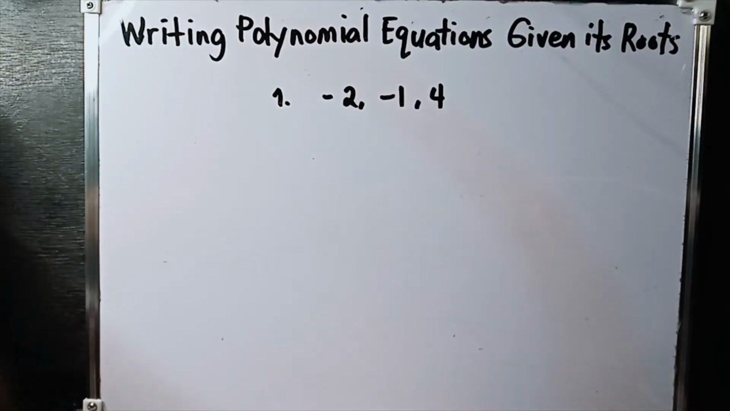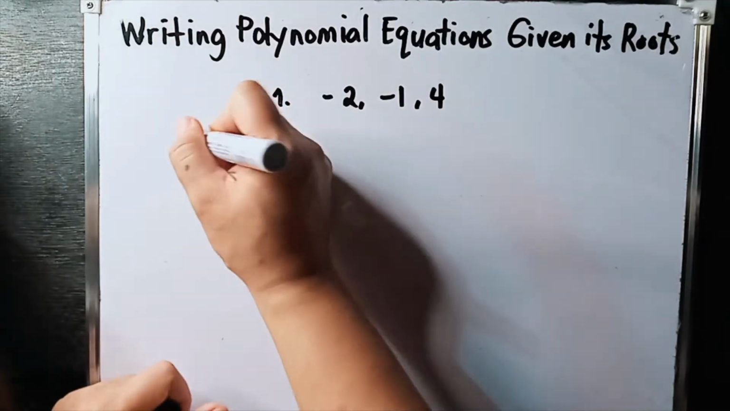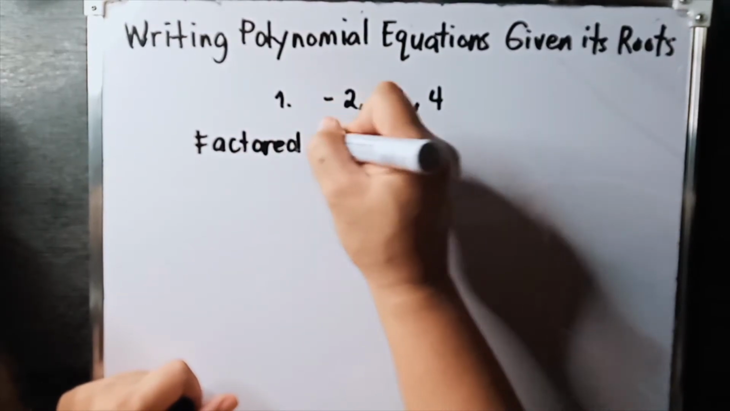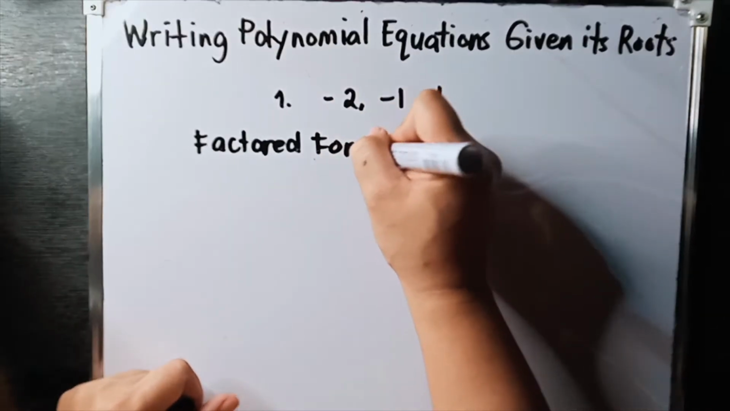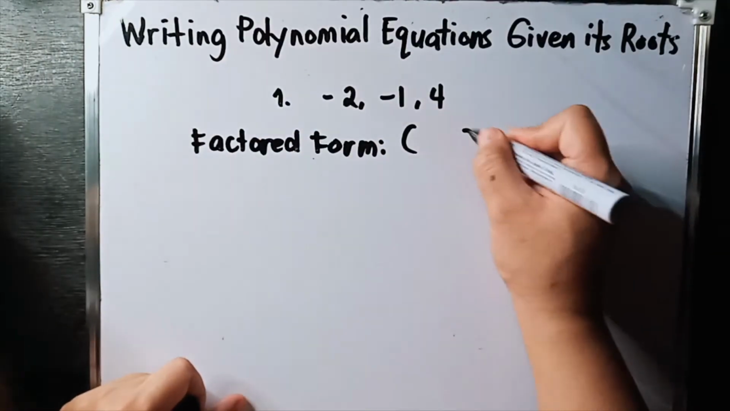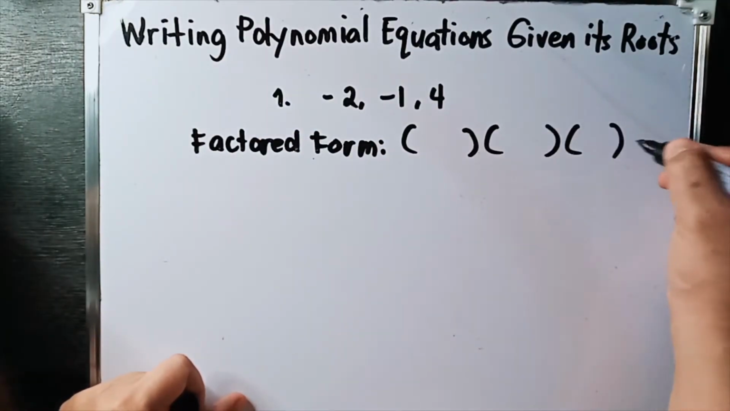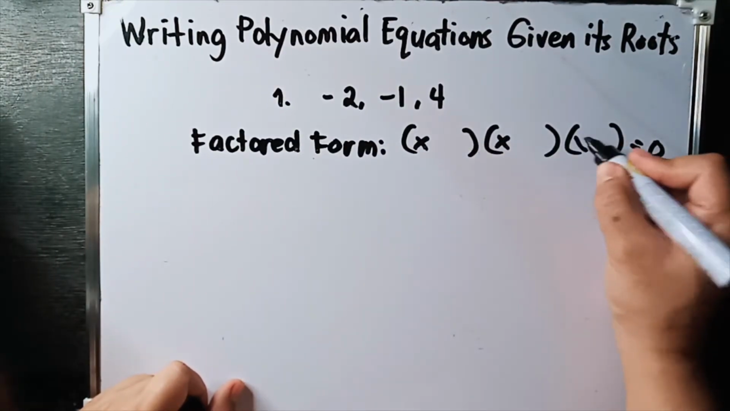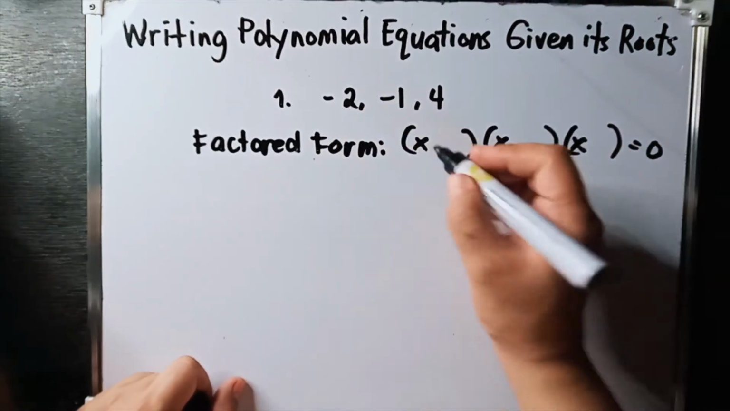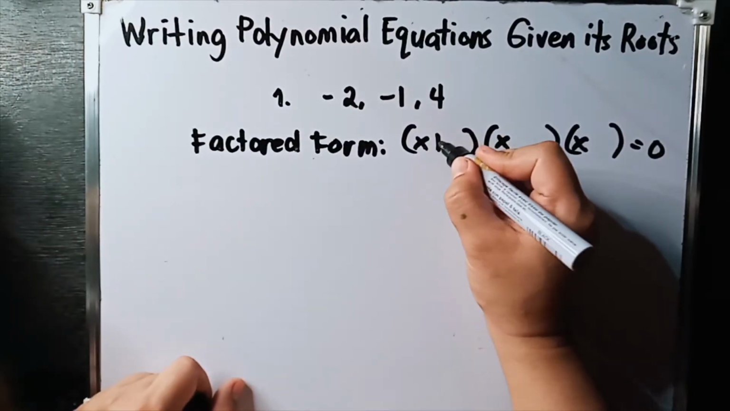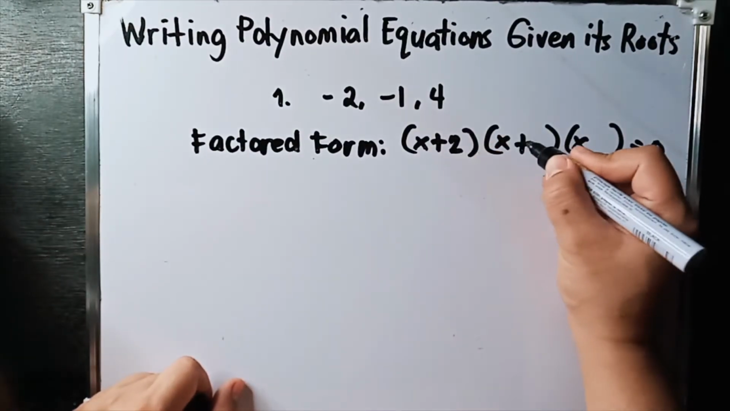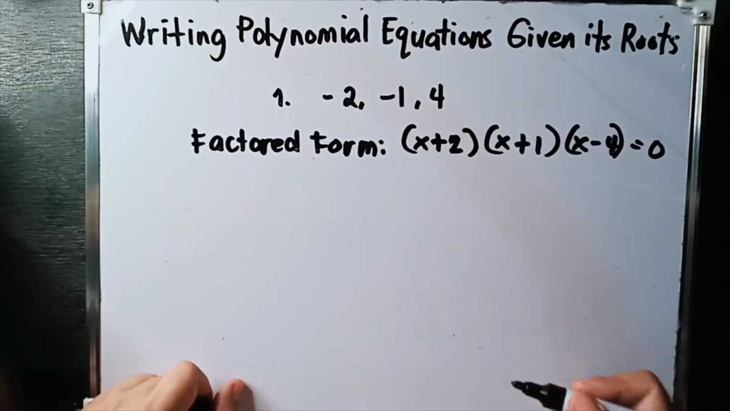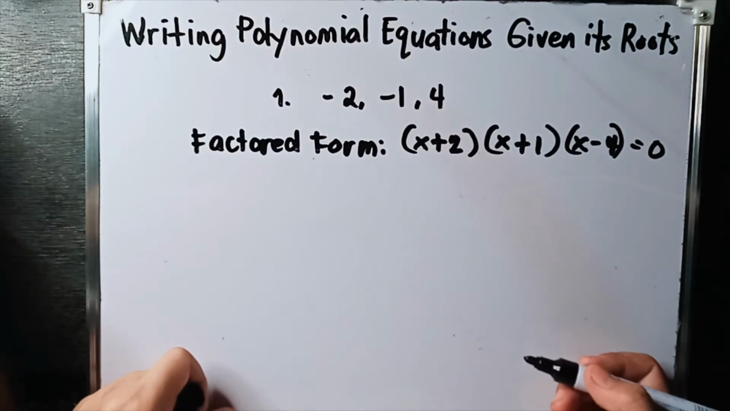For the first example, the first step is we are going to make a factored form. We're going to create 3 parentheses equal to 0, because we have 3 roots, and then change the sign of the roots. This will become positive 2, positive 1, and negative 4. Then we're going to multiply.